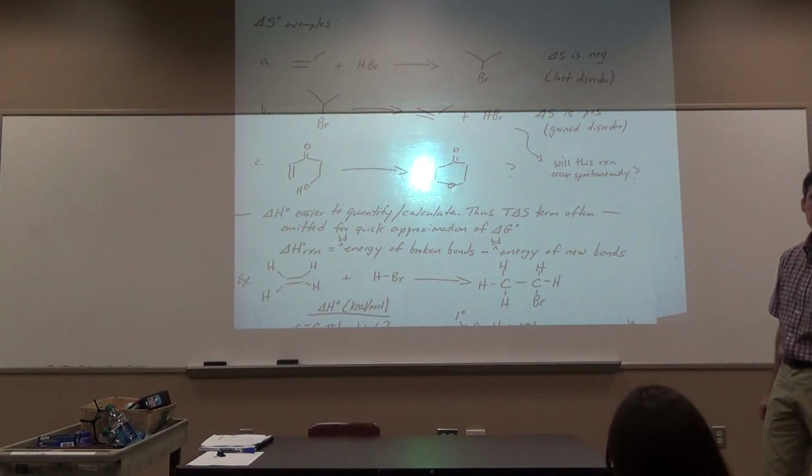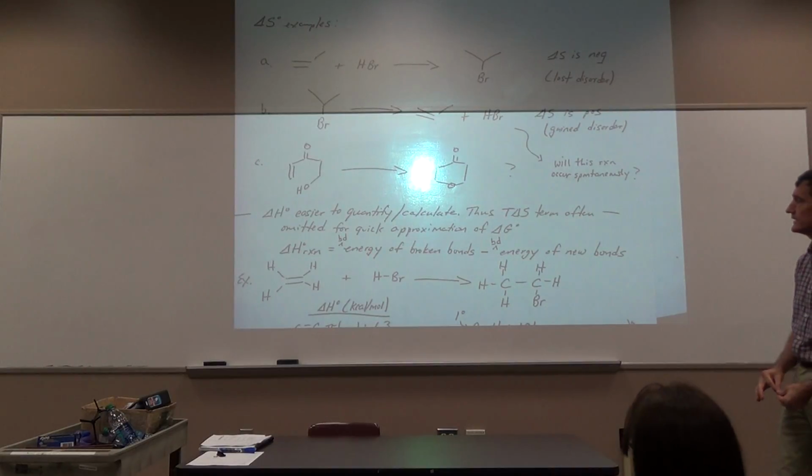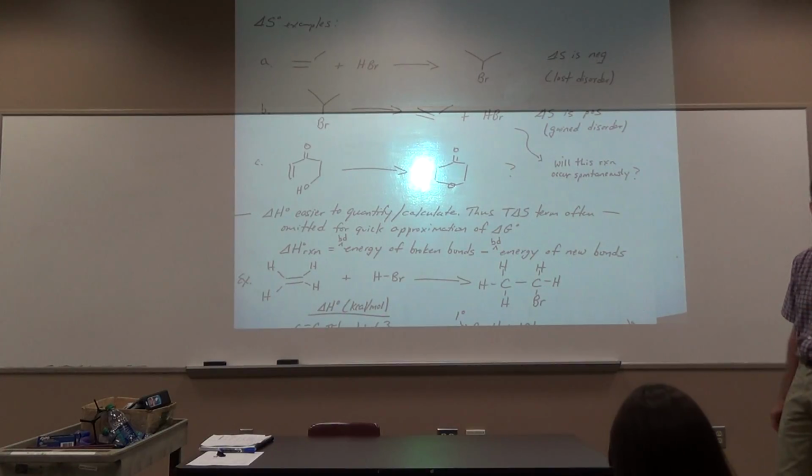Okay, so there's some examples. System becoming more ordered or less ordered. Delta H, on the other hand, we will actually quantify or calculate. This is where we're going to use our calculator.